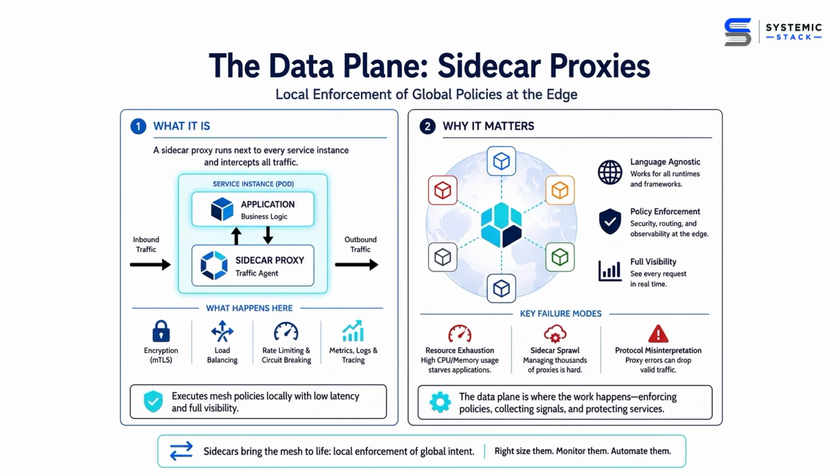Now, let's talk about the data plane, which is made up of sidecar proxies. These proxies work by running right alongside every single service instance, intercepting all the incoming and outgoing traffic. What matters here is that it's where the actual work of the mesh happens. Things like encryption, load balancing, and metrics collection are all executed right here at the edge. A major failure mode for the data plane is resource exhaustion. If your sidecar consumes too much memory or CPU, it can starve the actual application it's supposed to be helping.